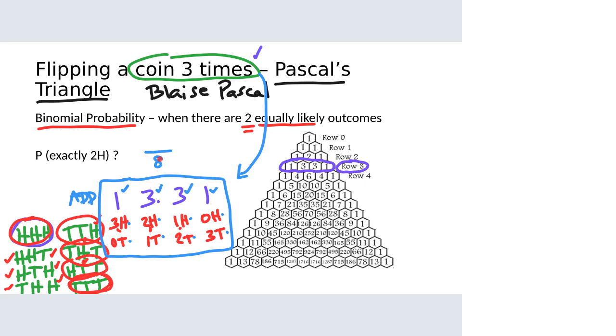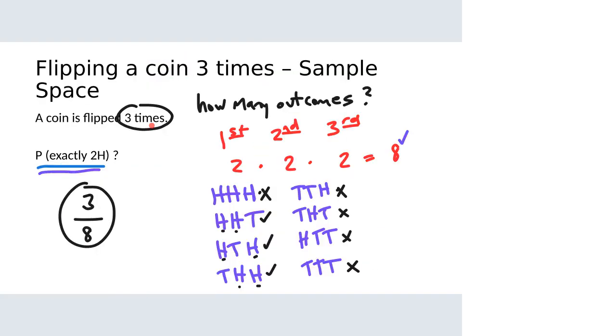And then I just need to identify my successes. The probability of getting exactly 2 heads. Well, as I look at the labels that I put on here, I look for the ones that have exactly 2 heads. Well, that's these 3 outcomes right here. So I have 3 successes out of 8 outcomes. So the probability of getting exactly 2 heads is 3 out of 8. It's the same answer we got when we listed out the sample space and looked at it.